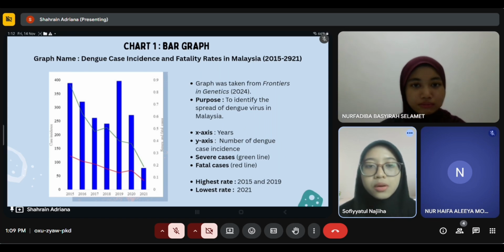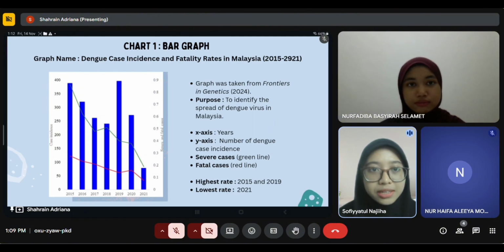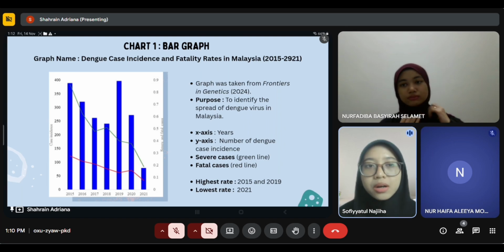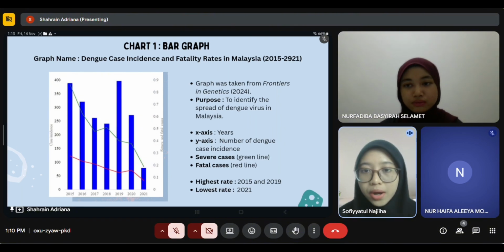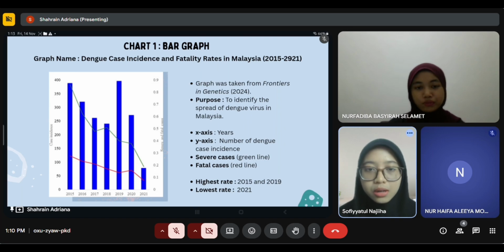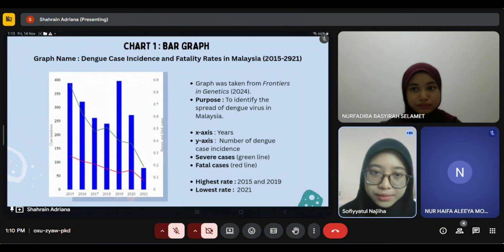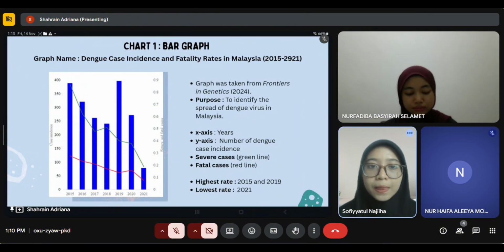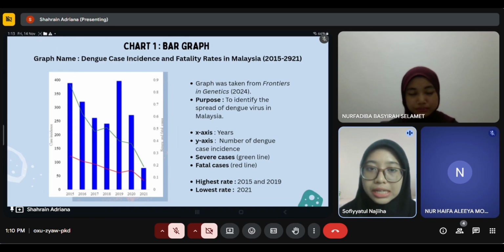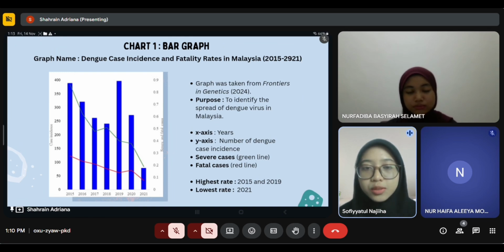From the graph, we can see that the highest rates of dengue cases were in 2015 and 2019, which exceeded more than 350 cases per 100,000 population, while the lowest rate of dengue cases was in 2021, which did not reach 100 cases per 100,000 population. So the dengue cases increased during some years and after that declined sharply, which is in 2021.